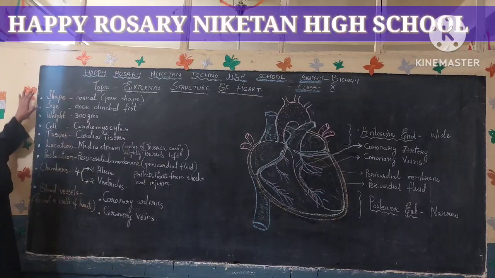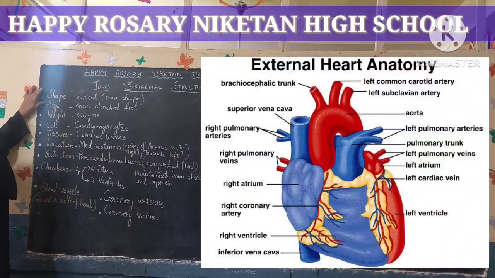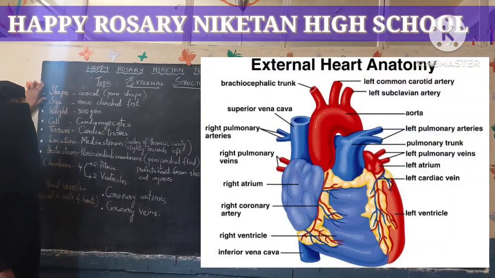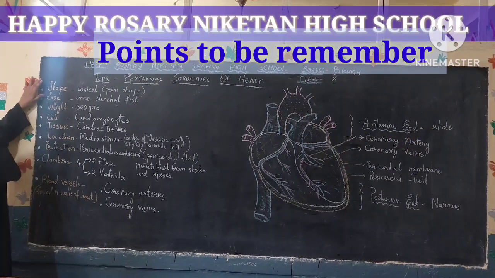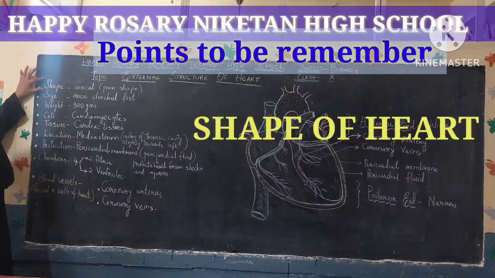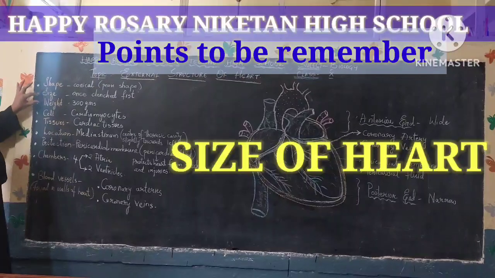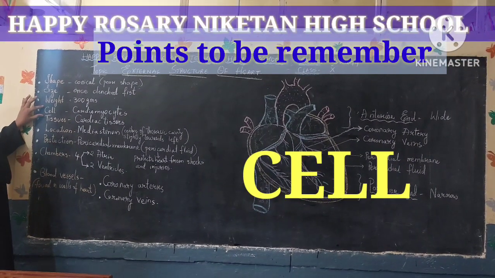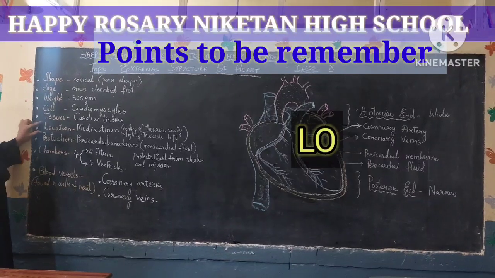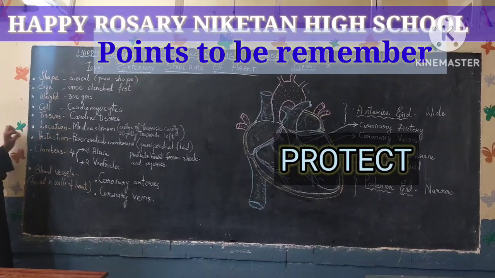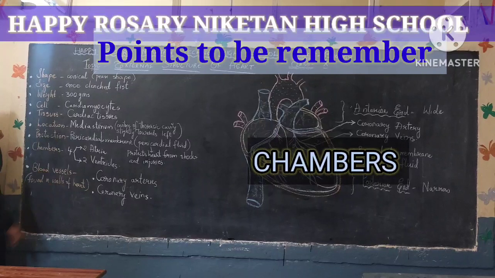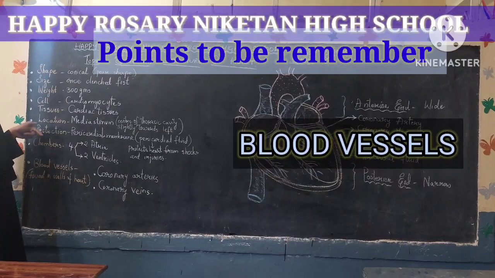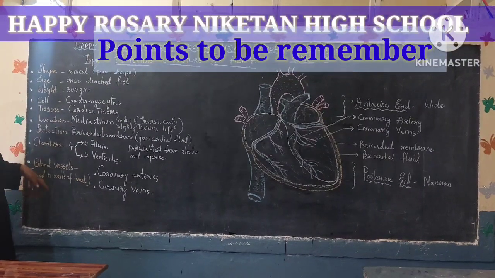Now, what are the points to be covered under the external structure of the heart? While writing the answer, we need to remember the shape of the heart, size of the heart, weight of the heart, the cells the heart is made up of, then the tissues, location, protection, chambers of the heart and the blood vessels. So let us discuss all of these points in detail.